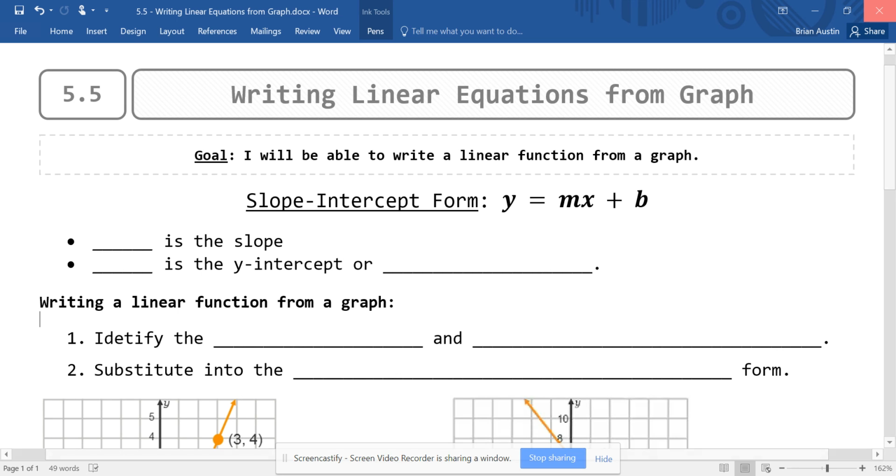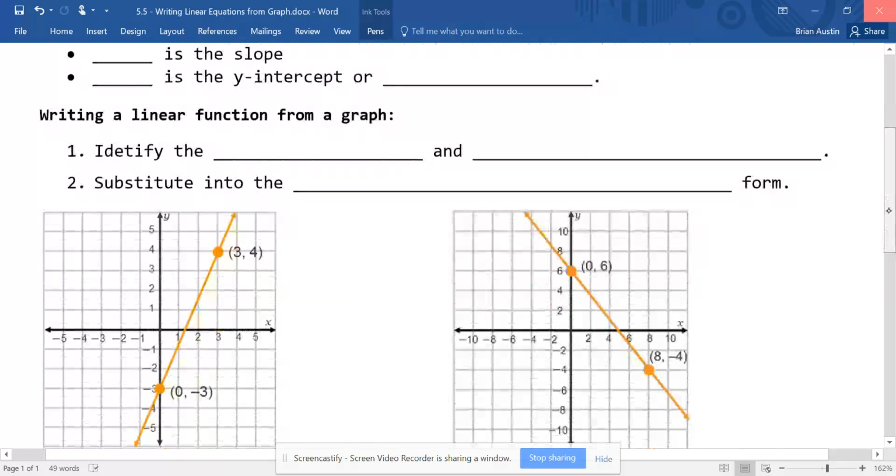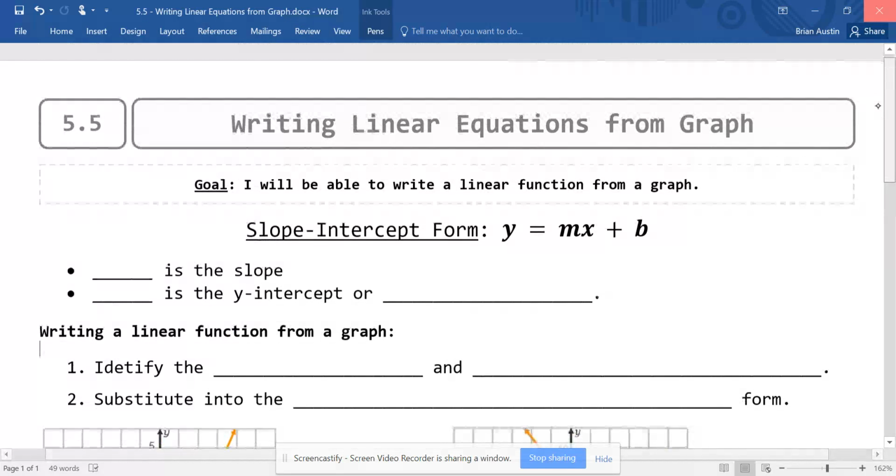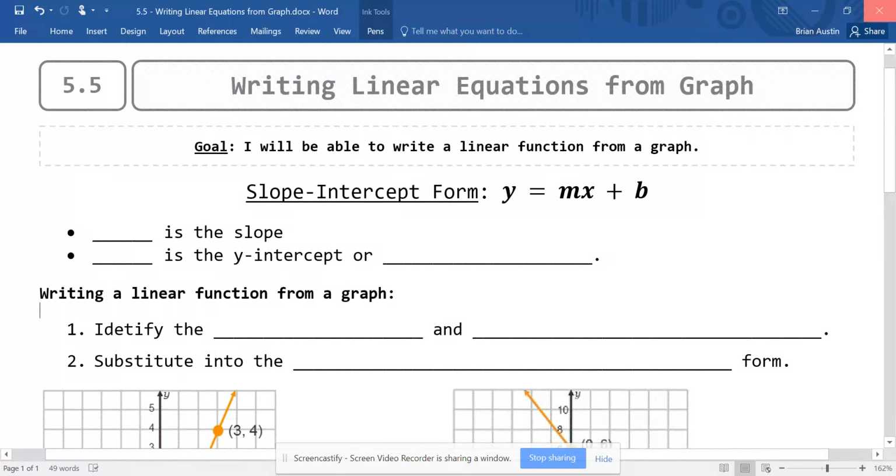Welcome to 5.5, writing linear equations from a graph. Now, if you recall in 5.4, you were given the equation and you had to graph the line. In this topic, 5.5, you are going to be given the graph and you have to derive an equation from the graph. All right, so that is our objective for today. I will be able to write a linear function from a graph.